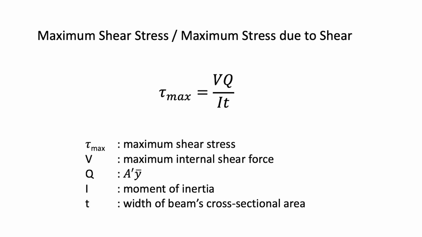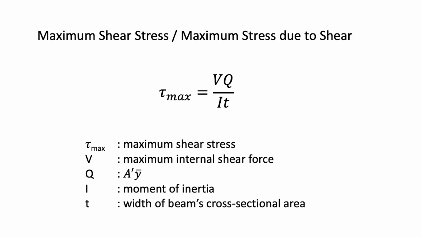For maximum shear stress, the formula is tau max equals VQ over It, where tau max is the maximum shear stress, V is the maximum internal force, and Q equals A prime y bar. This I will explain later. I is the moment of inertia, and t is the width of the beam's cross-sectional area. The details on this formula will be explained in the next video.